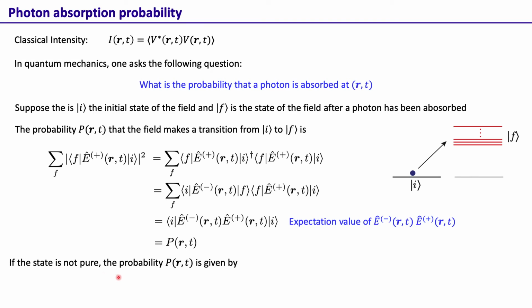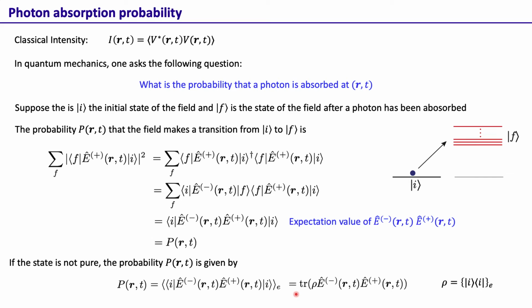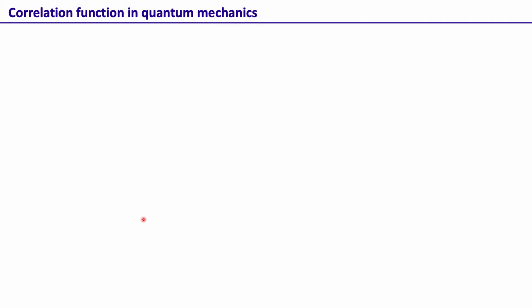Now if the state is not pure, then to calculate this probability P(r,t), we'll have to take one more expectation value, or ensemble average, and that gives the probability. And we know that this is basically the trace of rho times E minus E plus. So this mathematical structure remains the same when we calculate the probability for the mixed state. If it's a pure state, this is the probability, which is the expectation of E minus E plus. When it's a mixed state, then we have to take the trace of rho times E minus E plus, where rho has this representation.